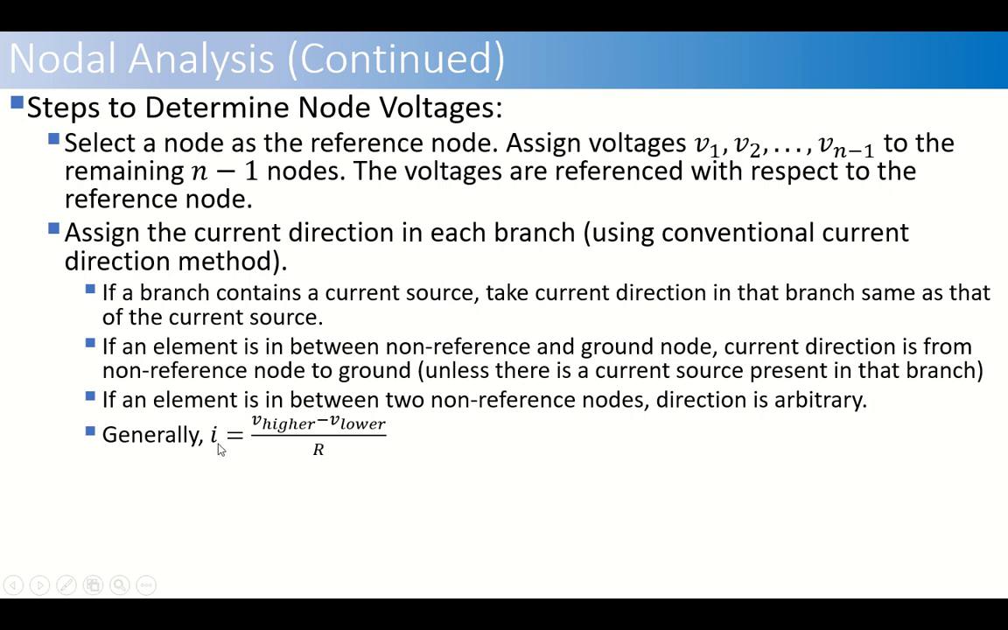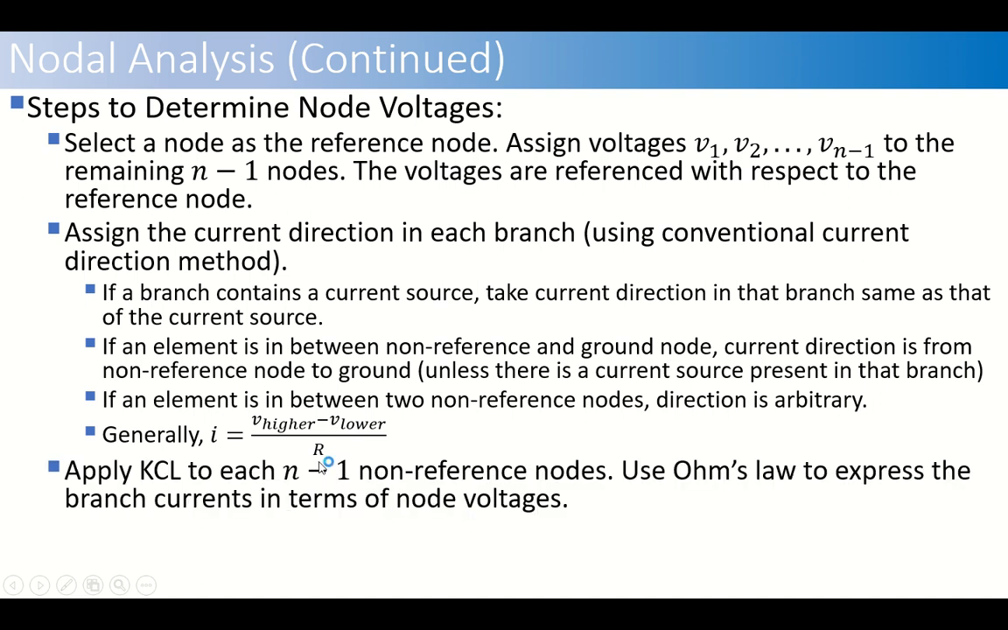So generally, the current in any element is V higher minus V lower divided by resistance. That is, higher potential minus lower potential divided by resistance. Again, you can see that to write down the equation, we must know the resistance of that element.